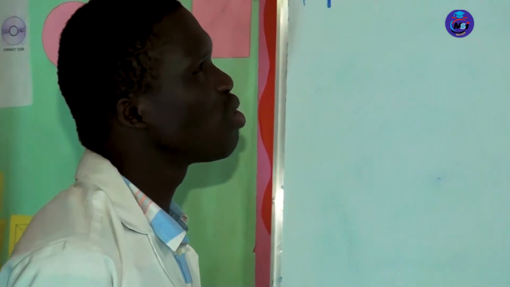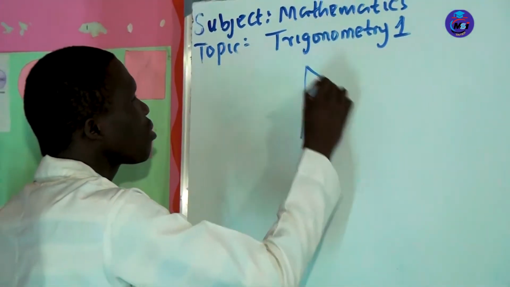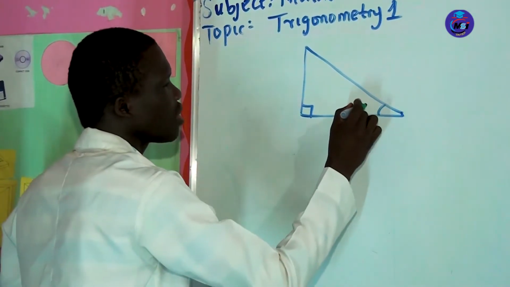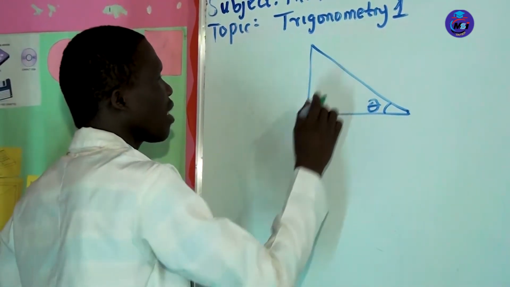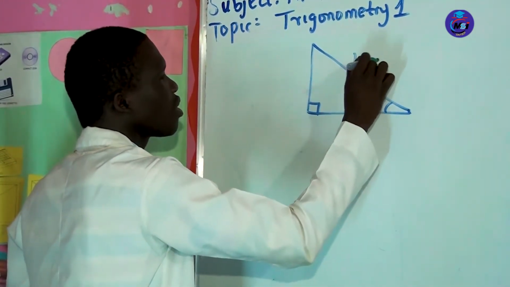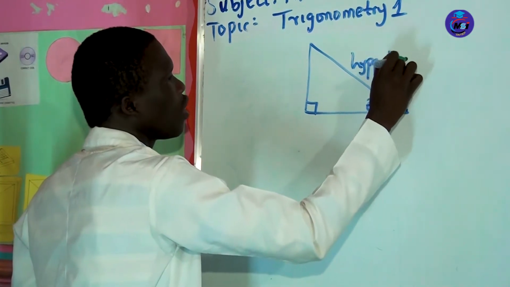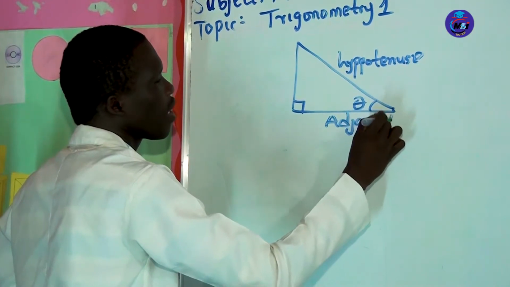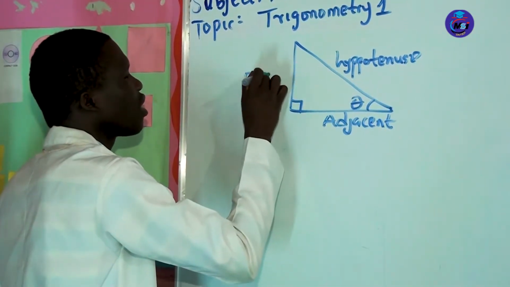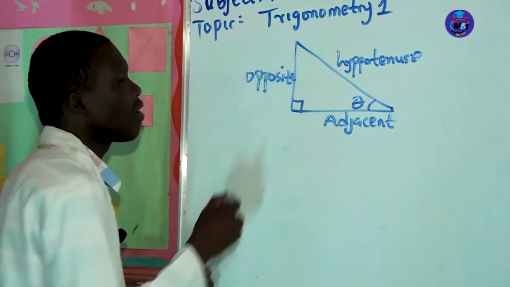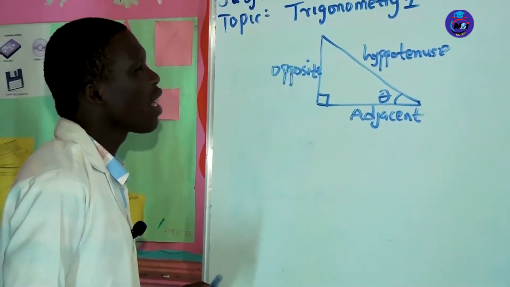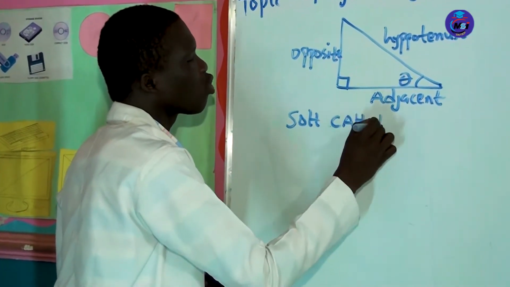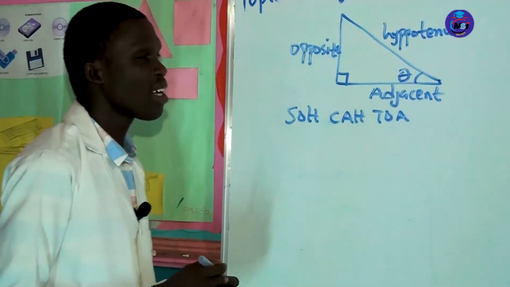Now I'm still going to refer you back to right angle triangle, where we have this. This is angle theta. Okay, this is hypotenuse. This is adjacent. Okay, and this is opposite. Okay, now from here we have what we call SOHCAHTOA. I'm going to explain that to you.